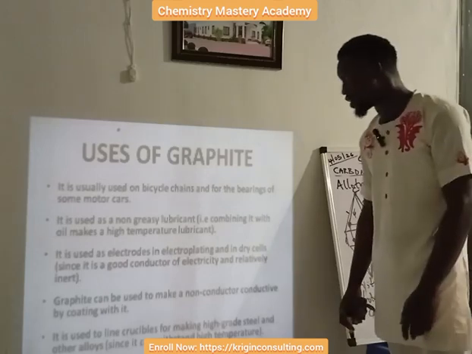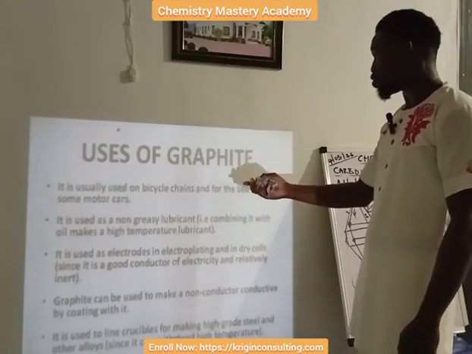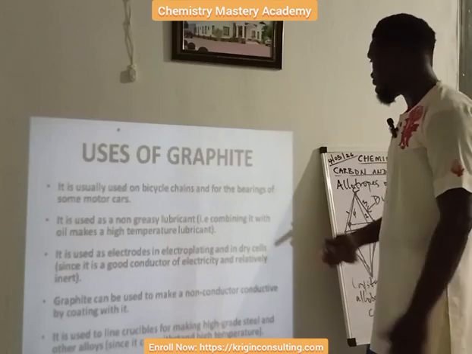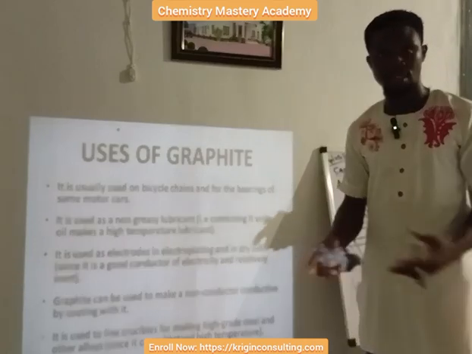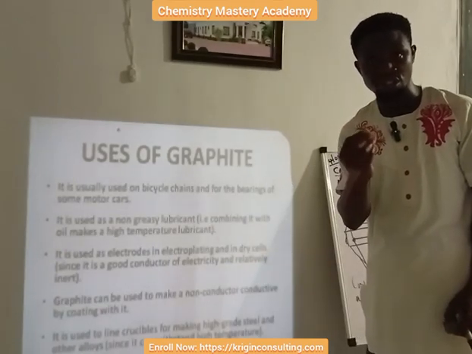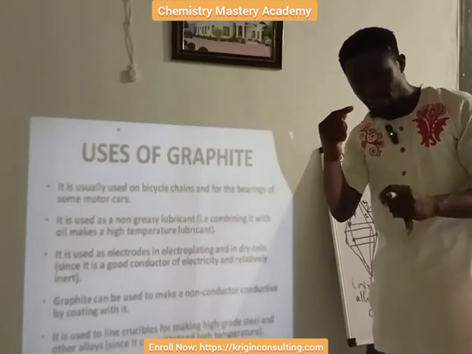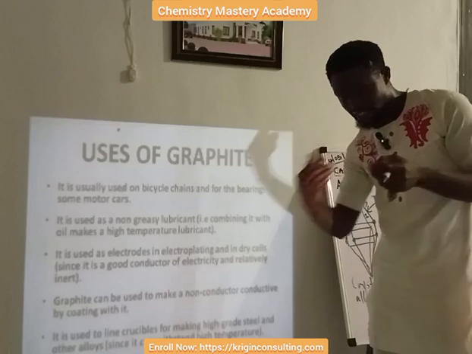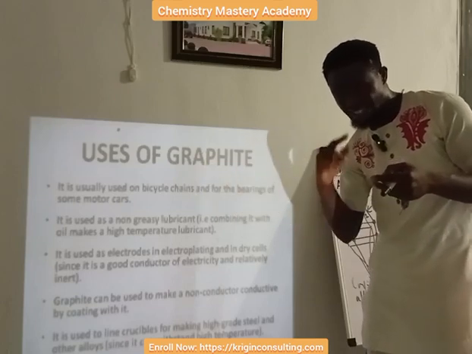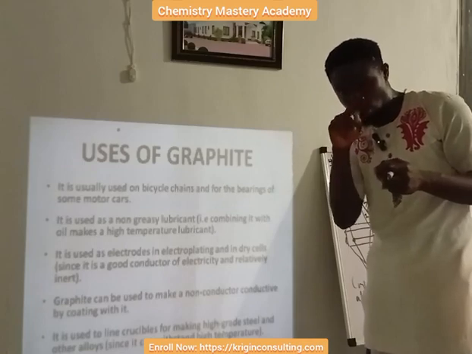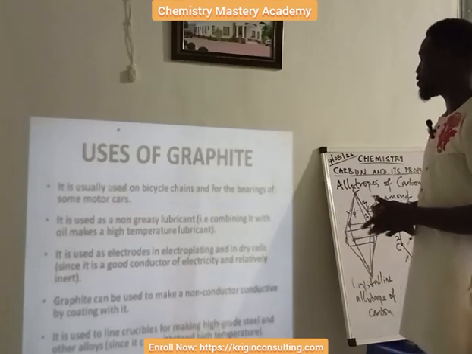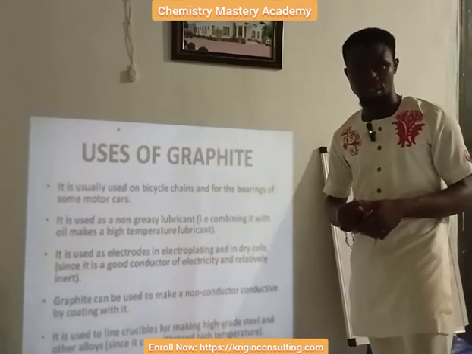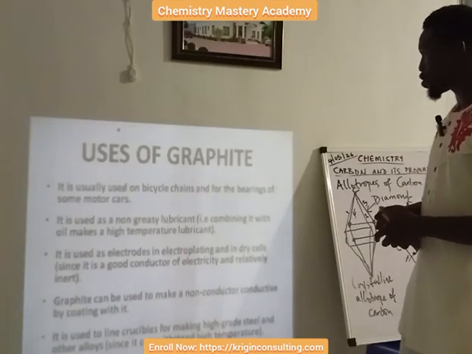Now, what are the uses of graphite? We have said this before. It is usually used on bicycle chains and for the bearings of some motor cars. The bearings, what you usually call boris. That round part that is in your tire. If you check your wheelbarrow tire now, there's a round part there that the rod used to pass through. That round part has all those small balls. So graphite is that substance that is used there. So it is used as a non-greasy lubricant.